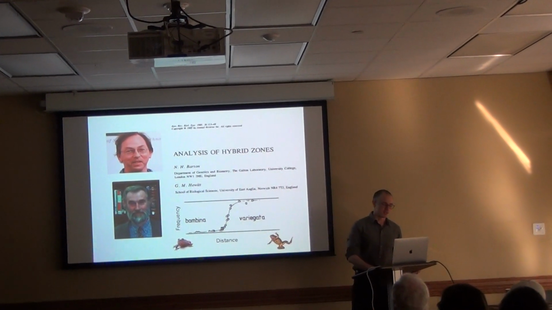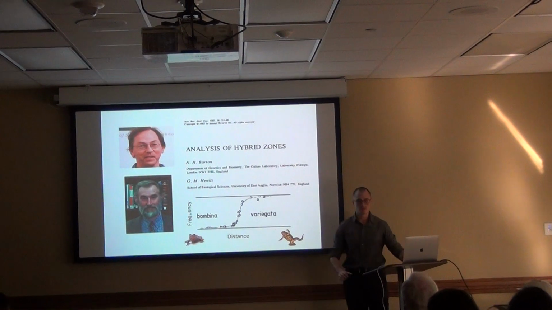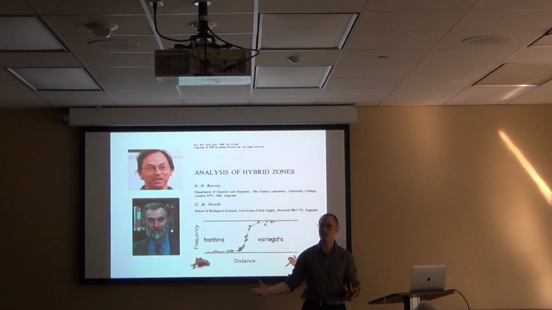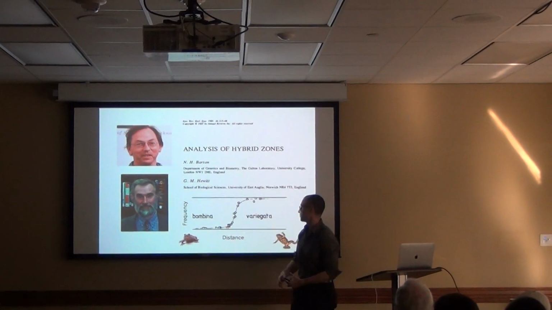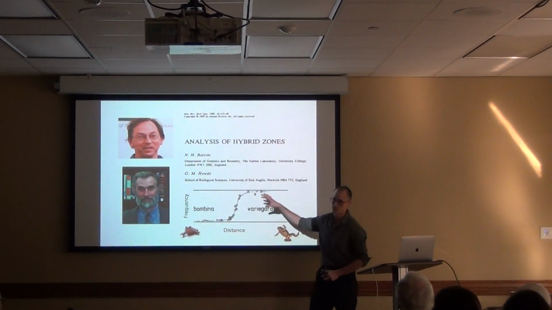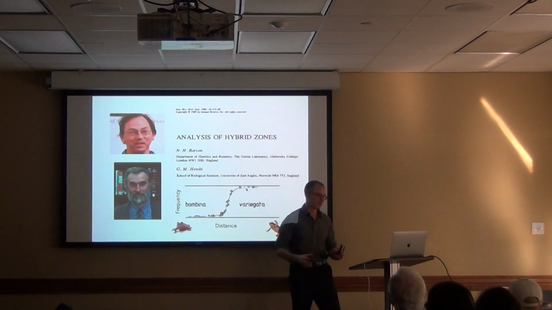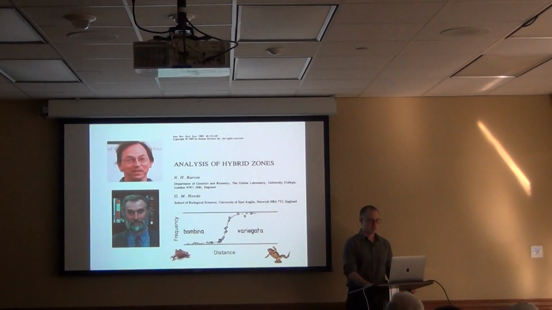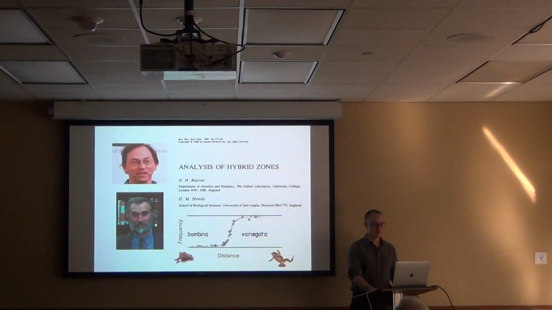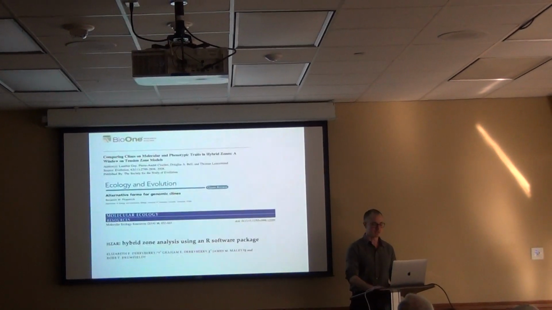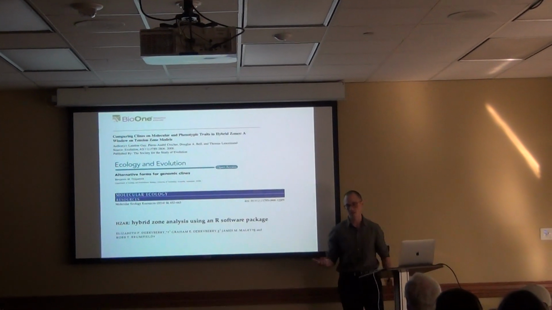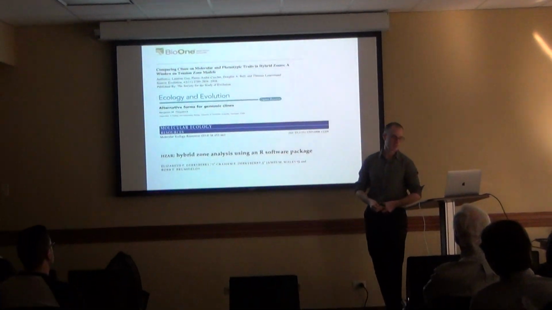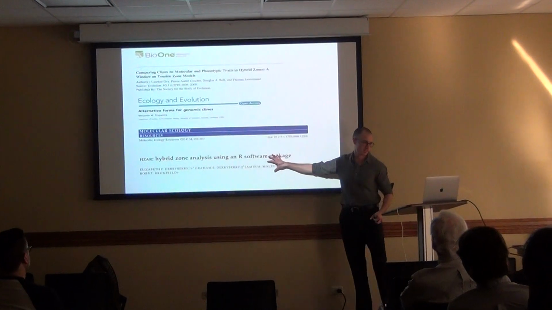But then Nick Barton and Godfrey Hewitt took that theory from Haldane and applied it to hybrids, because hybrids also have one gradient from one species to another through this hybridization area. And this cline analysis is powerful and has been widely used, and right now there are multiple software packages on the market that we can use. Specifically, I'm going to be using this one.